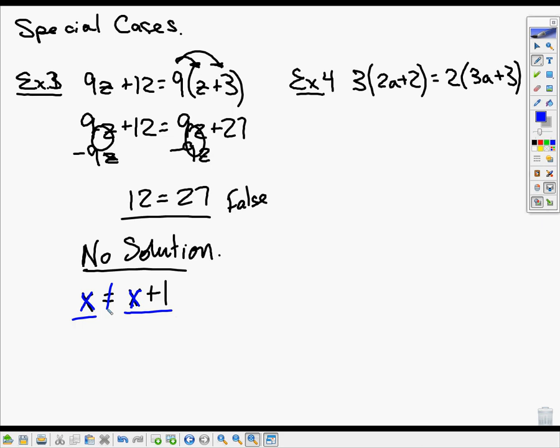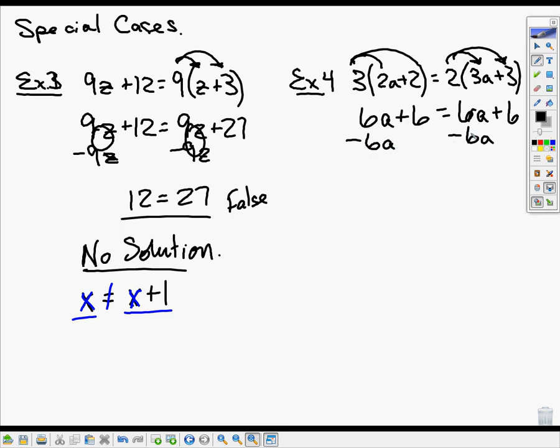If you come over to example 4, once again we need to distribute here and here. We'll get 6a plus 6 is equal to 6a plus 6. And what I would like you to do is to go one step farther, collect your variable terms on one side, so you have 6a minus 6a. This zeroes out, this zeroes out. We bring down the 6, we bring down the equal sign, we bring down this. This now results in a true statement.